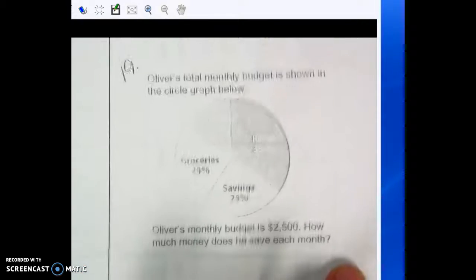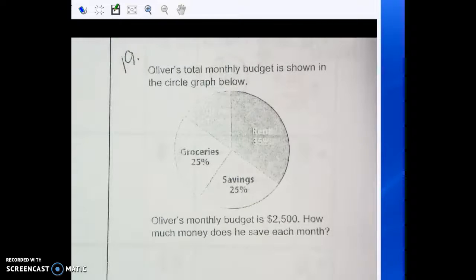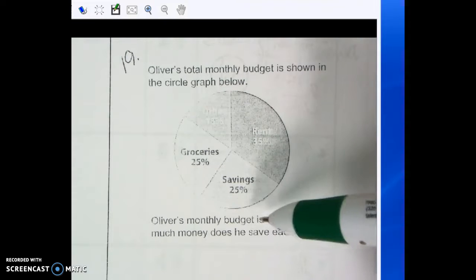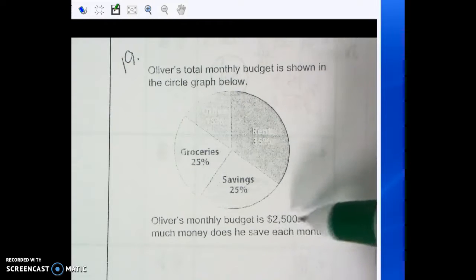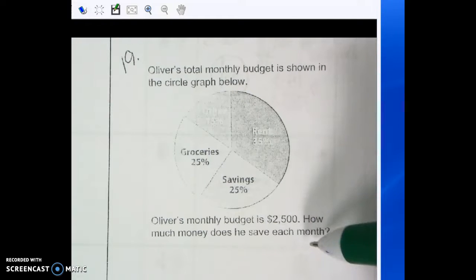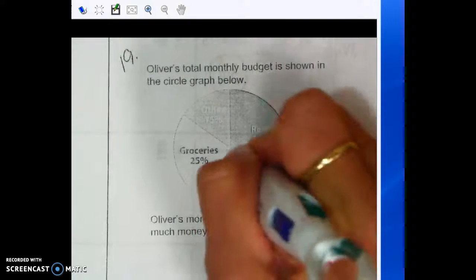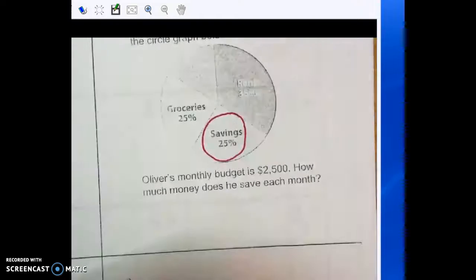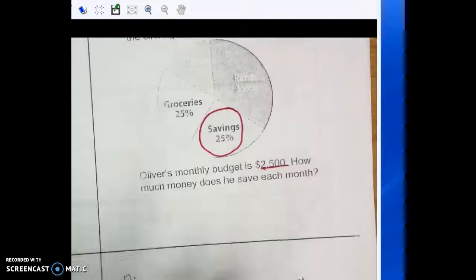Okay, number 19, Oliver's total monthly budget is shown in the circle graph below. Oliver's monthly budget is $2,500. How much money does he save each month? So we are only looking at savings. So we need 25% of this right here.